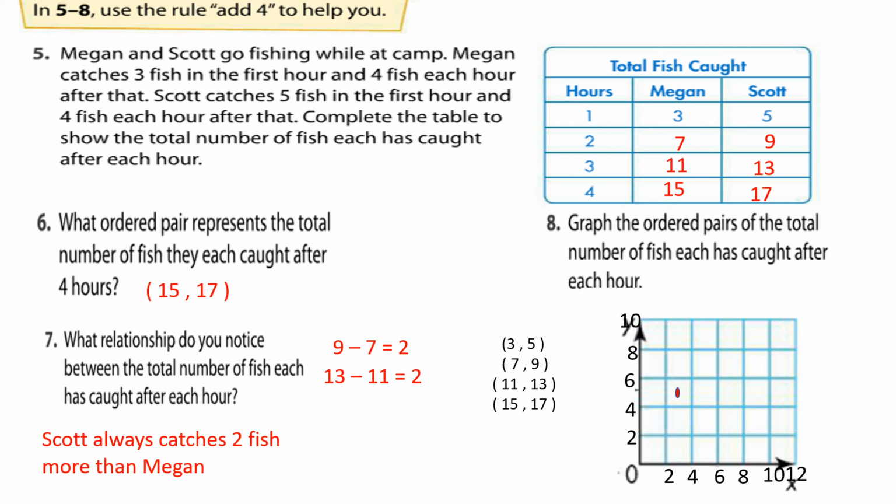As I said to you before, there is no 3 here, so how can you get 3 on the x-axis? Just take the middle point between 2 and 4, and there is no 5 on y, so get the middle point between 4 and 6, which is that red point for 3 and 5. 7 and 9 by the same way would be here, and the other points I can't grab easily because there are no more numbers here. So after that, get a ruler, then connect those points to make that line. So this line shows the relationship between how many fish Megan and Scott have caught.